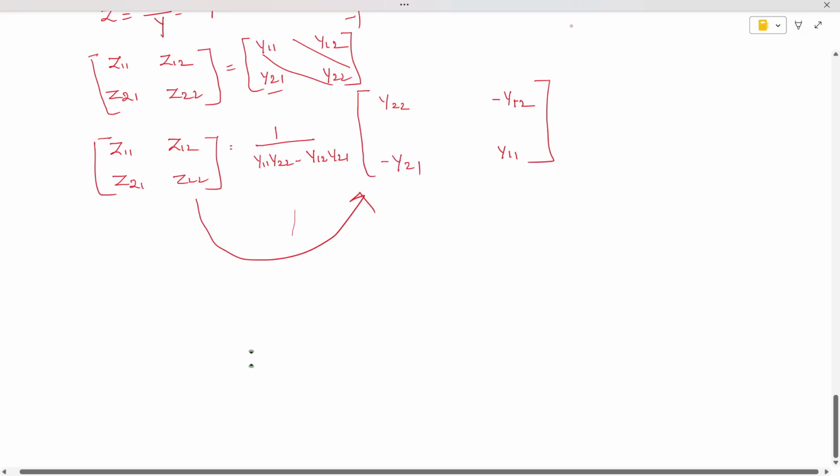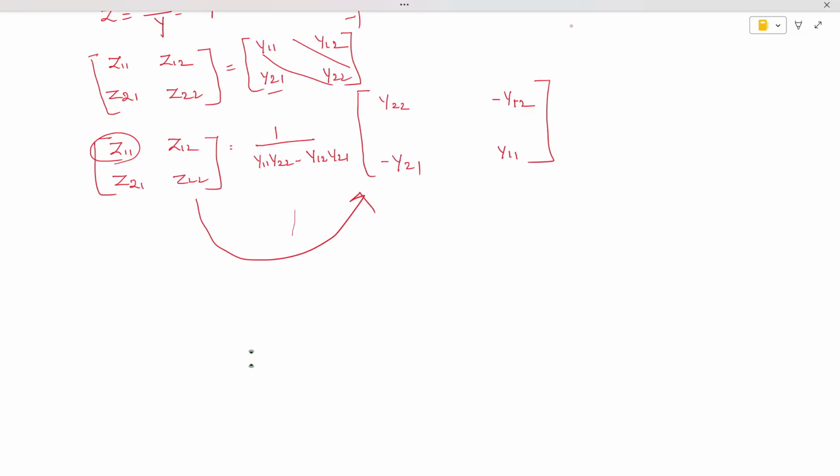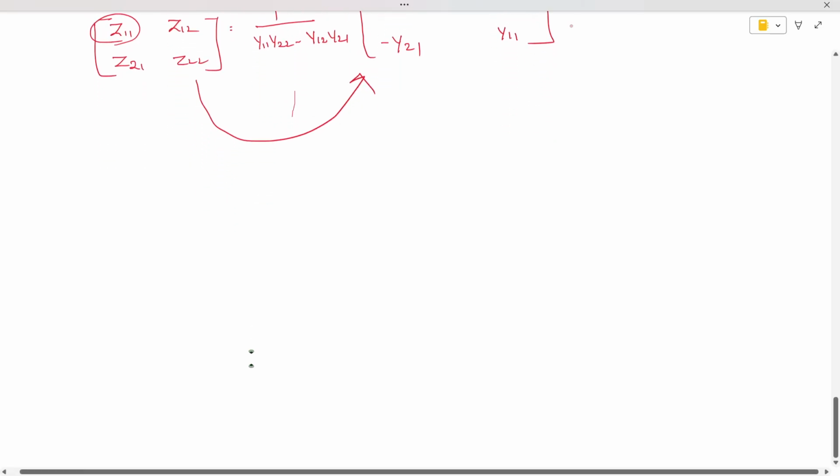So the next procedure we are going to find out. The value of z11 is equal to y22 divided by delta y. This is nothing but transforming z parameters in terms of y parameters. So now the second transformation we are going to do here.